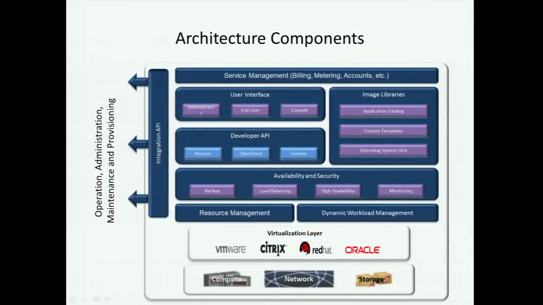Some of the big blocks inside the CloudStack: we've got the UI, obviously. You guys must have seen it. We have service management, which is through APIs, billing, metering, accounts, a set of image libraries, the templates we talked about. We give you services like backup, load balancing, the entire suite of network services, and monitoring. And then resource management, where we can pick or customize which hypervisor or which host you want to run your VMs on.